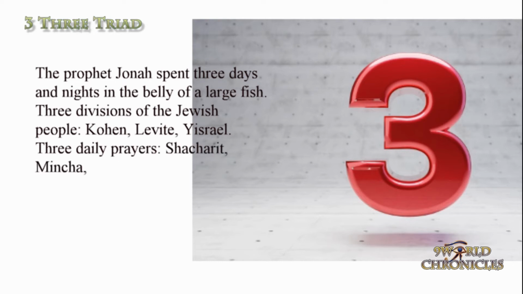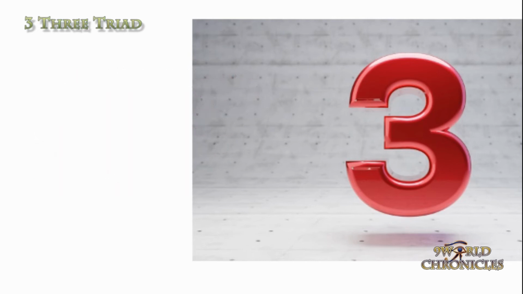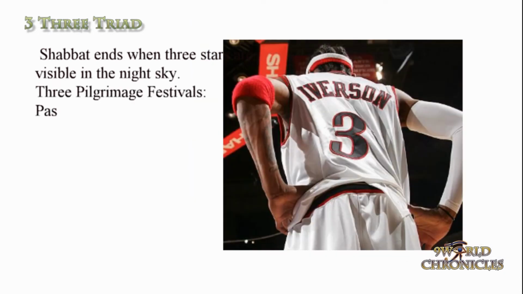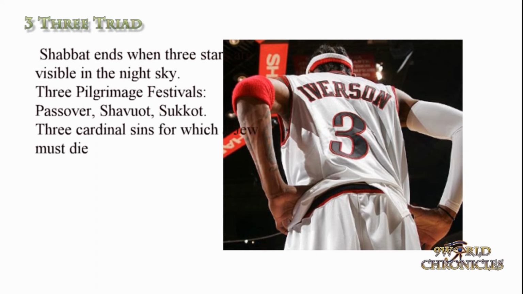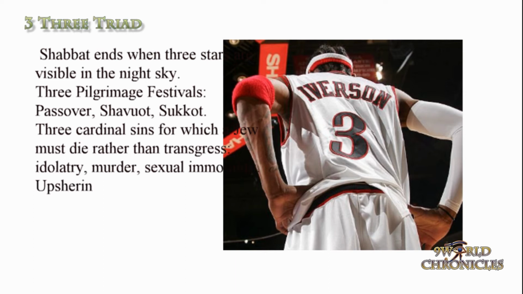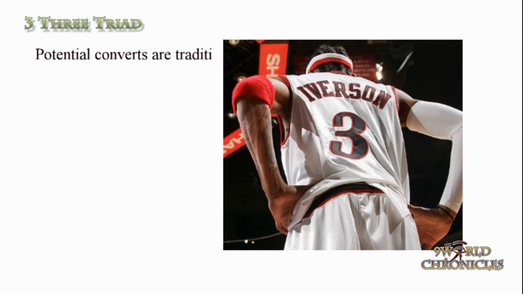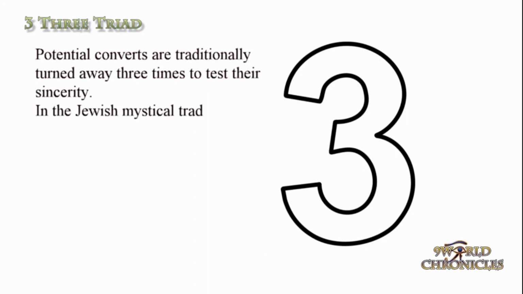There are 3 daily prayers and 3 Sabbath meals. And the Sabbath ends when 3 stars are visible in the night sky. There are 3 pilgrimage festivals. And there are 3 sins for which a Jew must die rather than transgress, including idolatry, murder, and sexual immorality. A Jewish boy's hair is cut for the first time at 3. And potential converts are traditionally turned away 3 times to test their sincerity.